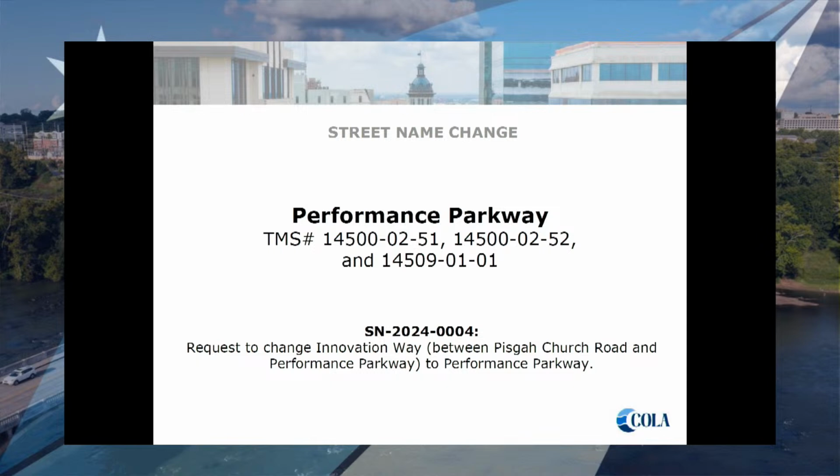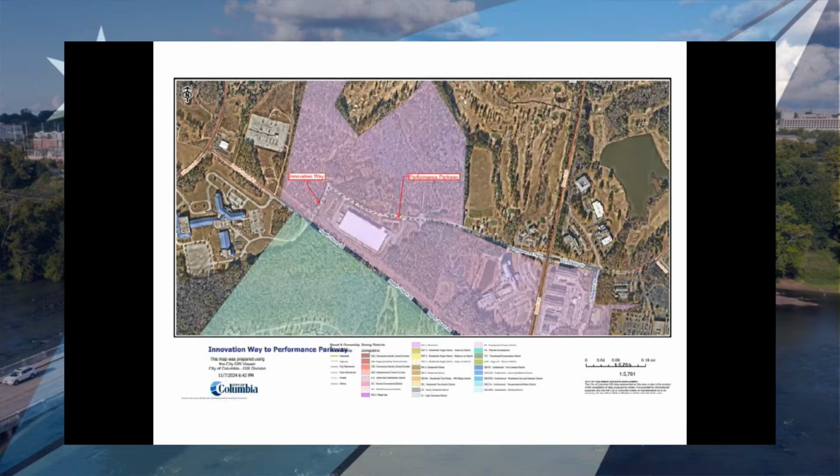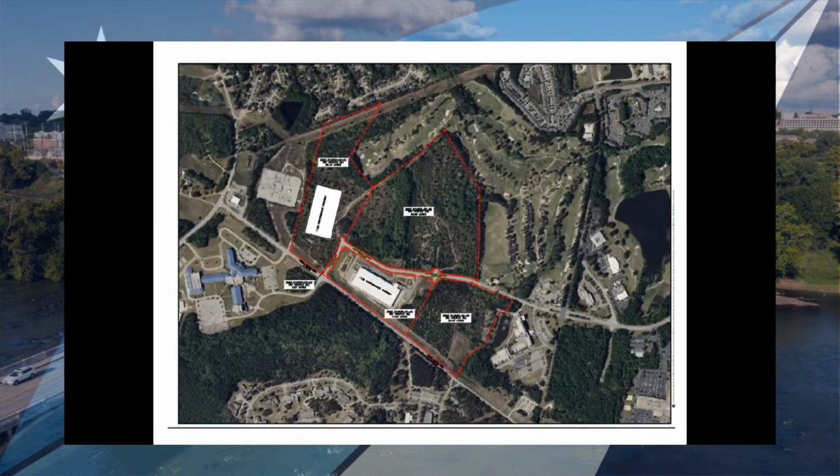This request has been reviewed by Richland County 911. This is a development that contains the Right Dose Corporation, located within the Midlands Enterprise Campus, and staff recommends approval of the request. All right. Any commission members have any questions? Seemed pretty straightforward to me.